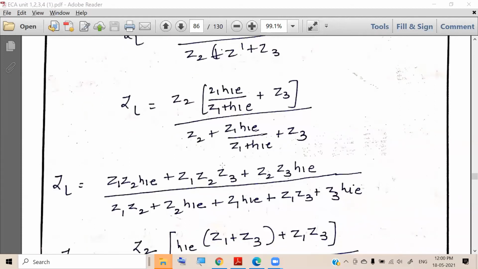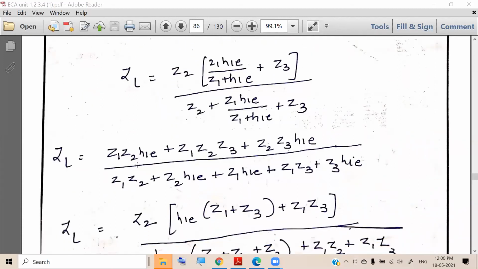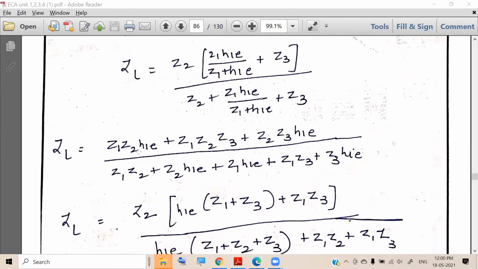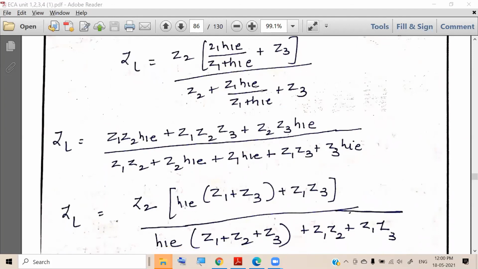So we got this in this form. If we observe the numerator, Z2 we can take common. There are two HIE terms, so HIE also we can take common.